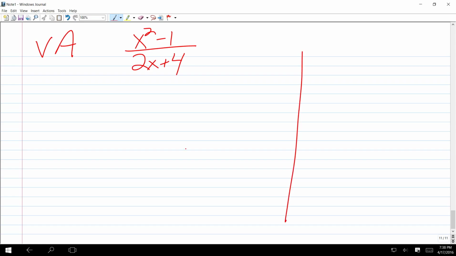So I have to find the vertical asymptotes of the graph and describe the behavior of f of x to the left and the right of each vertical asymptote. The first one is x squared minus 1 over 2x plus 4. All right. Where's the vertical asymptote?